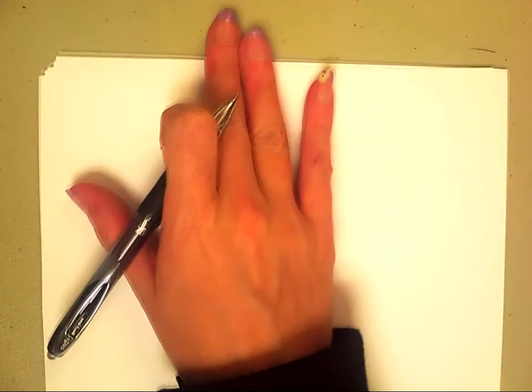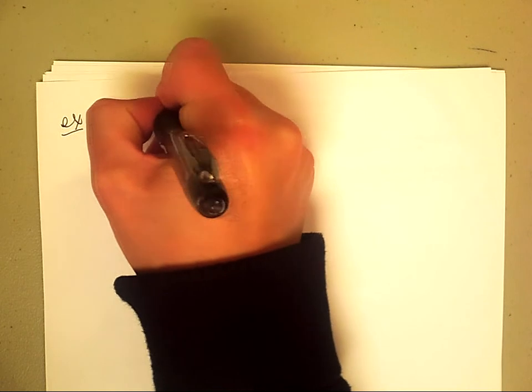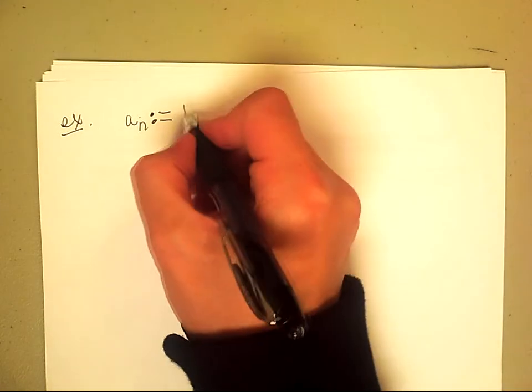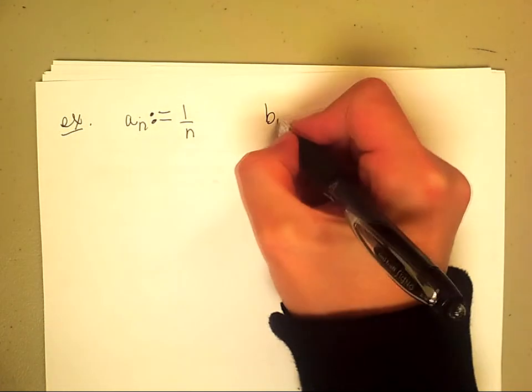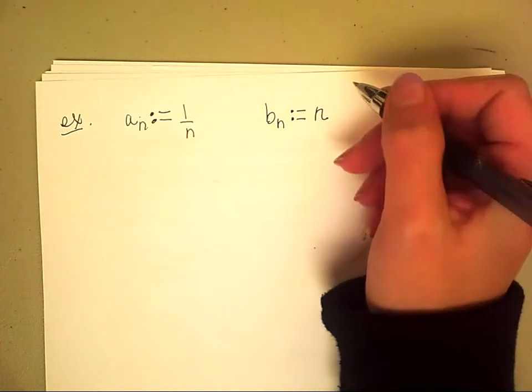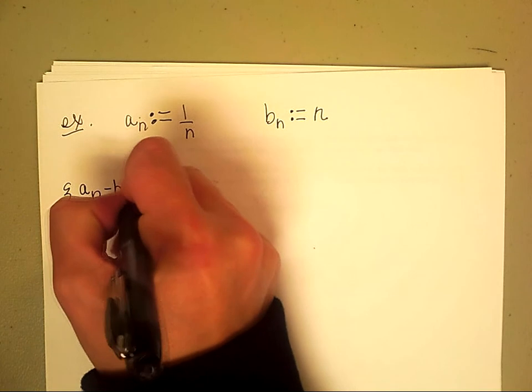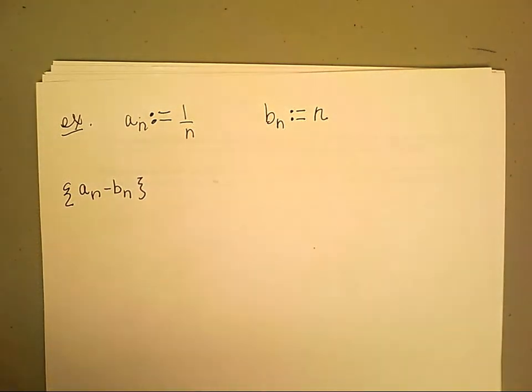Okay, so let's try this out. Let's see if we can do all of this. Alright, let's say, for example, that our sequence a sub n, remember I could write it like this, is defined as 1 over n, and b sub n, if I write it like this, means I'm defining it to be just the number n. So let's find a sub n minus b sub n.